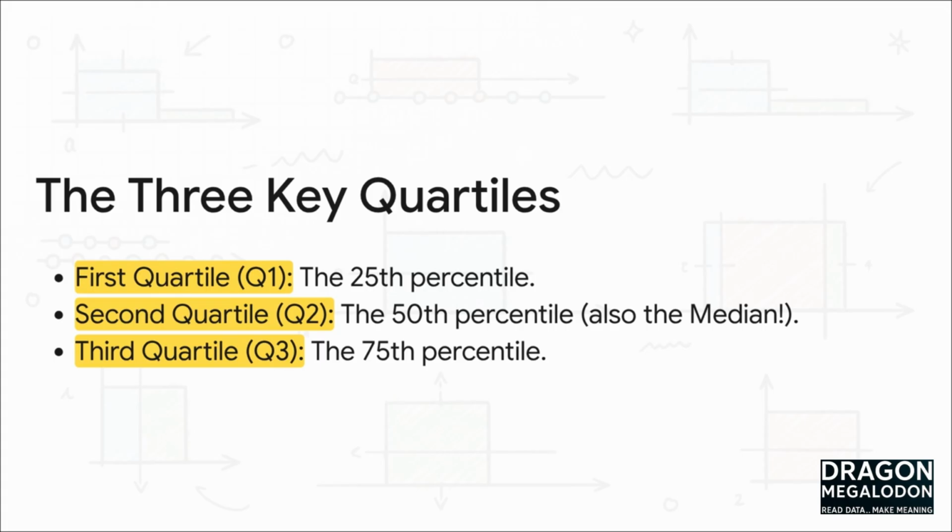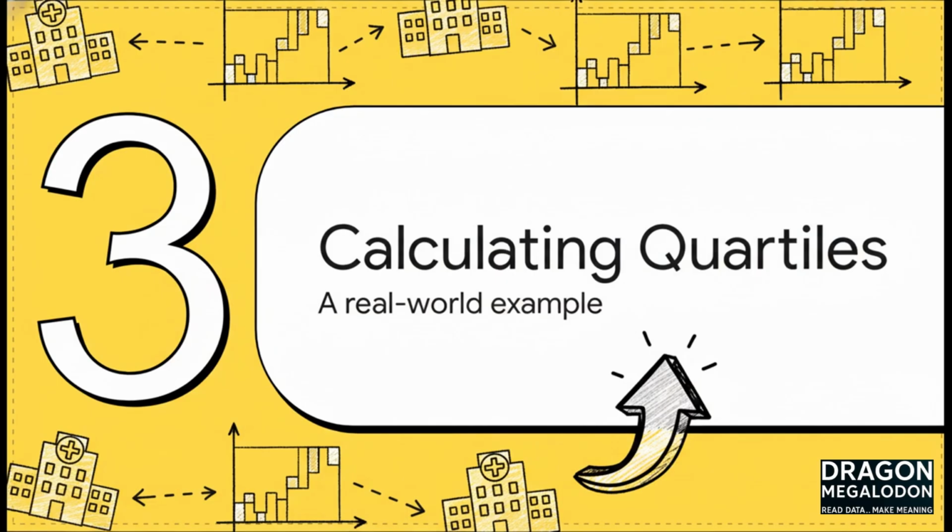The first quartile, or Q1, that's the 25th percentile. Q2 is the 50th percentile, and hey, you already know that one. That's just the median. And then Q3 is the 75th percentile. Now, I know this might sound a little complicated, but it's really not. Let's make it super concrete. We're going to calculate the quartiles for a real data set. In this case, the number of beds in a random sample of 11 hospitals in Massachusetts.